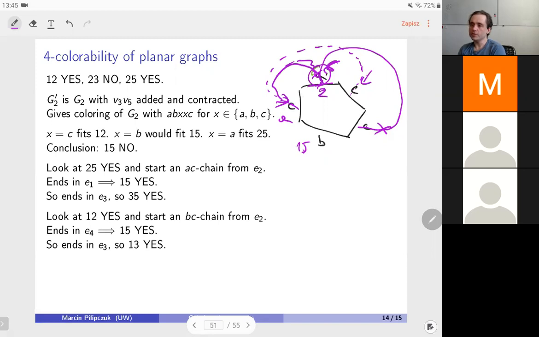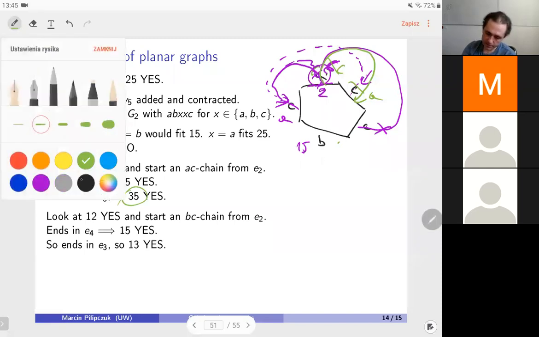So this is bad, so this can't happen. So actually the option, the green option here, is that this chain ends here. So this becomes C, this becomes A, and we get a 3,5 coloring. This is the only option left. Okay, so we got the 3,5 coloring.